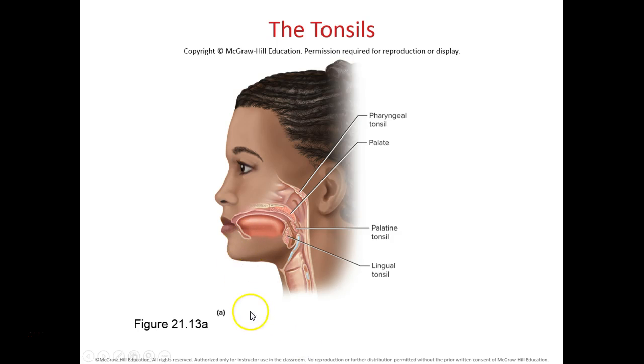All right, so here's a picture showing your palatine tonsil there. So think of your palate. Then lingual is your tongue. At the base of the tongue, there's the lingual tonsil. And then pharyngeal is up here, kind of where your ear meets your throat. It's the pharyngeal tonsil.